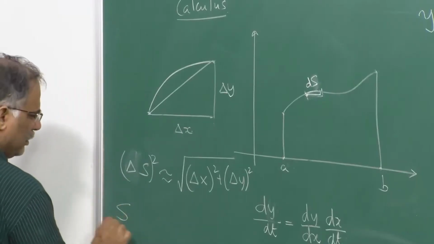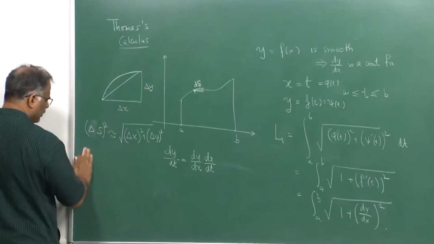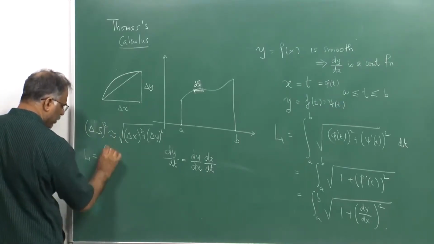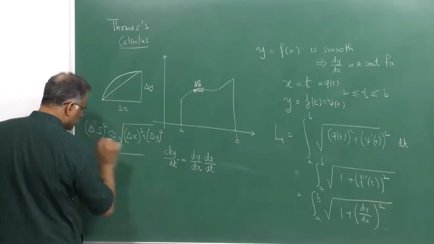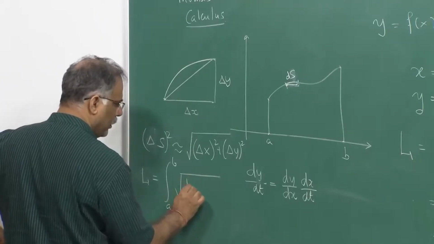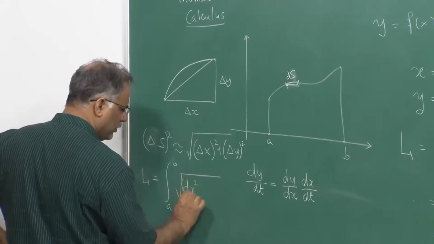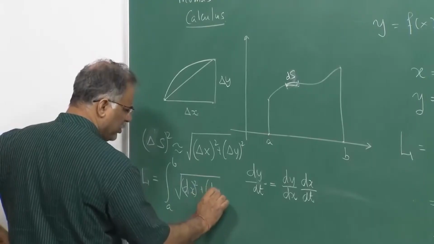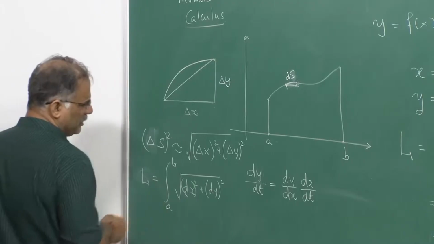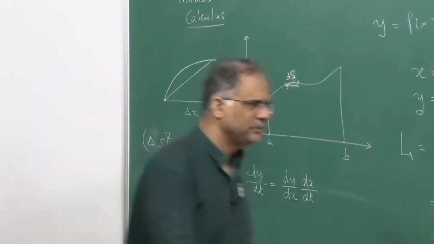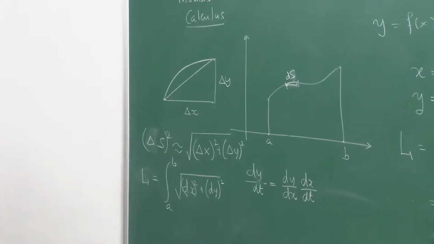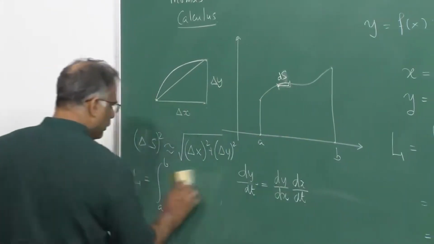So, what is the length? The length of s, when you take the limits, is the integral from a to b of the root over dx square whole square plus dy, the differential. I have obviously not told you exactly what the differential is, but this is another way, if you do not know even about this standard thing. So, this is what you have done.